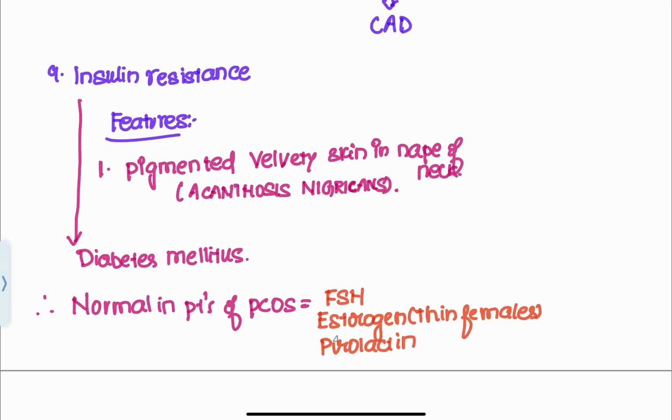The most typical feature of insulin resistance is acanthosis nigricans. What is acanthosis nigricans? Appearance of pigmented velvety skin in the nape of the neck. So you might see around the neck a darkly pigmented velvety skin appearance. So acanthosis nigricans is a feature of insulin resistance. As a long-term sequela, this insulin resistance will eventually lead to type 2 diabetes mellitus. So the patient will develop diabetes mellitus.